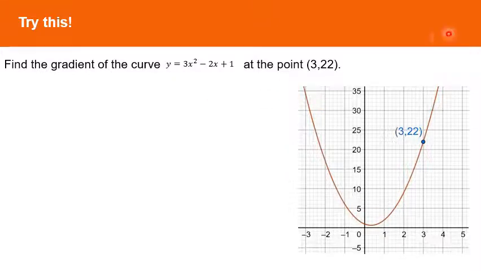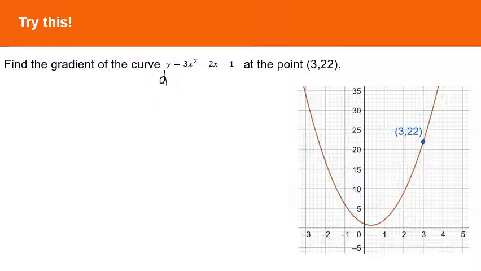Here I already have the graph. This graph for the y is equal to 3x squared minus 2x plus 1. And now we have to find the gradient at the point 3, 22. This is the point 3, 22 already there. And I want you to find the gradient now by using the gradient function.